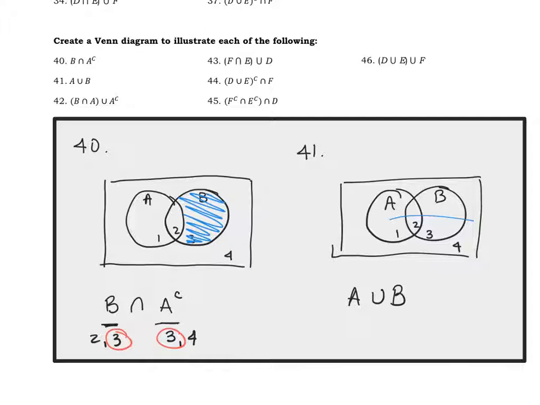All right, number 41, we have the union of A and B. A is regions 1 and 2, and B is clearly regions 2 and 3. So it looks like I'll be shading regions 1, 2, and 3.